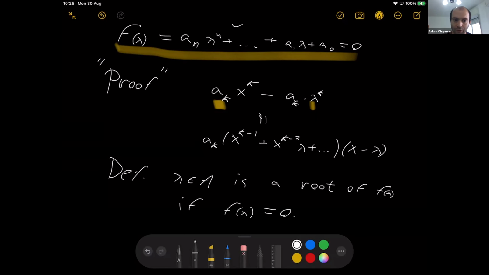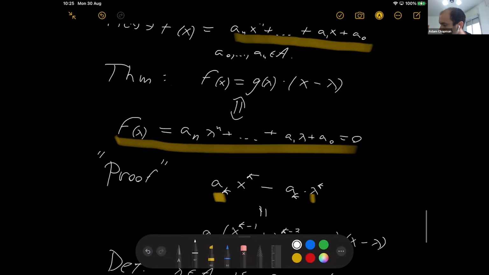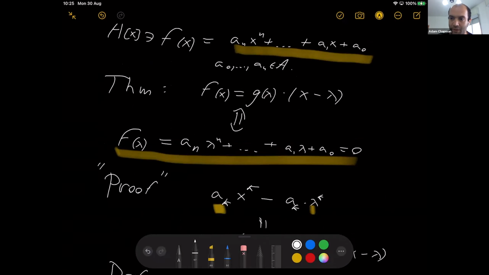So what's the conclusion? The conclusion is that you can factor x minus lambda from the right, not from the left, only from the right. You can develop an equivalent theory for everything, placing all the x's on the left and then factoring from the left. Let's put that aside.